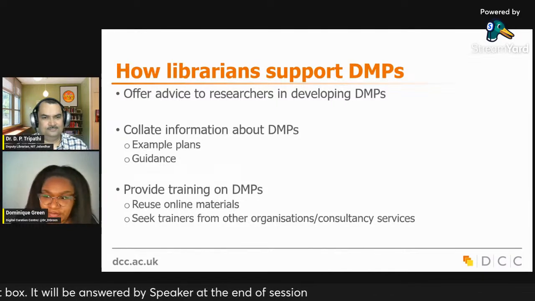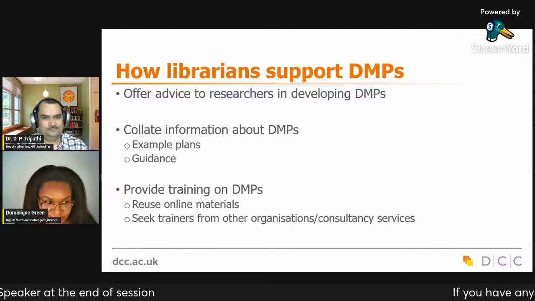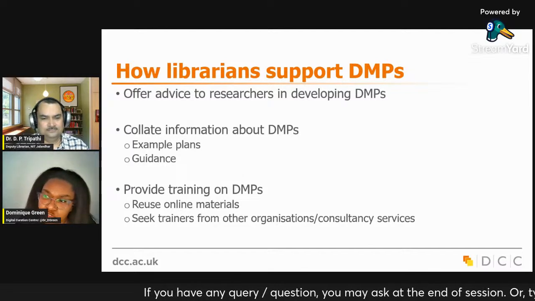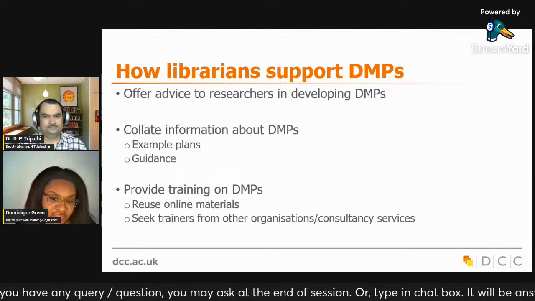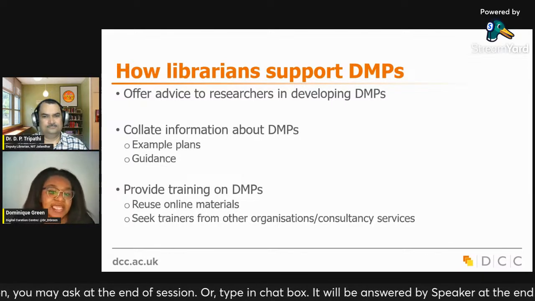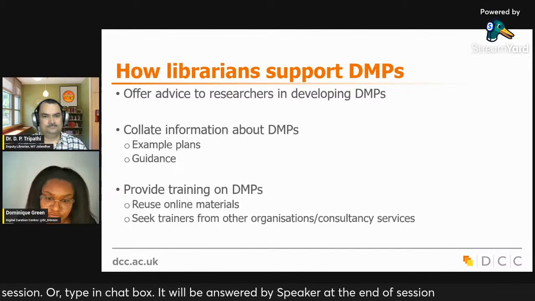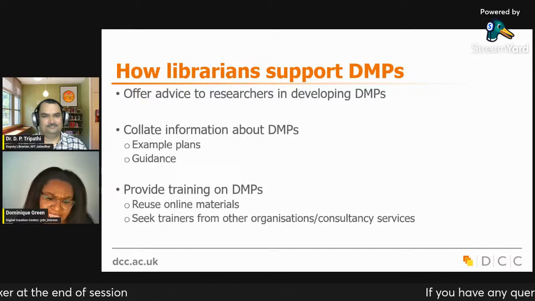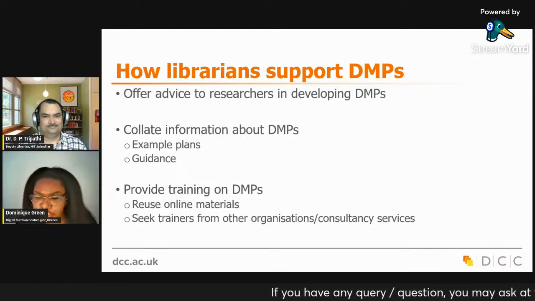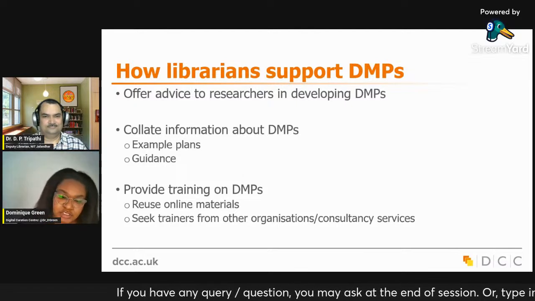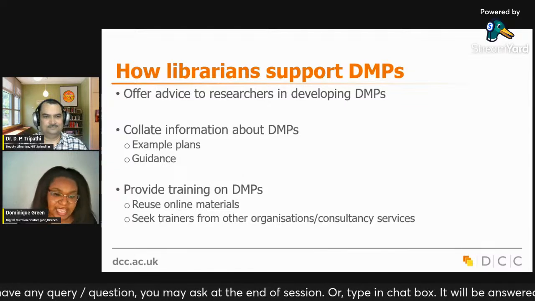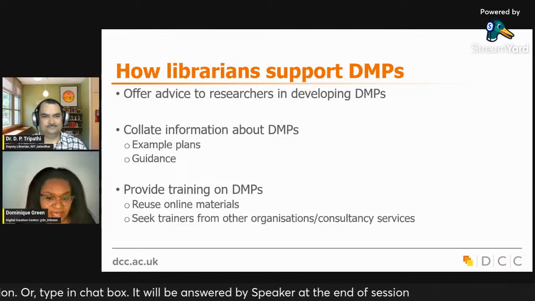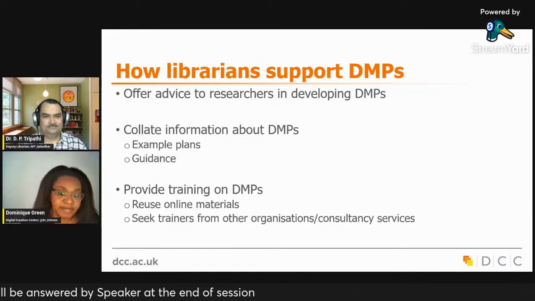So I know that the audience here will be librarians and other research support staff. So it was important for me to include something here about your role in it and how you can support the development of data management plans. And there's a lot that librarians can offer as support for researchers, and this can include offering advice to researchers in developing the plans. And it can include collating information about DMPs. You can have templates on what to include in the plans, guidance and examples, or even having libraries of successful DMPs that researchers can browse and reuse or use for inspiration for their own data management plan.